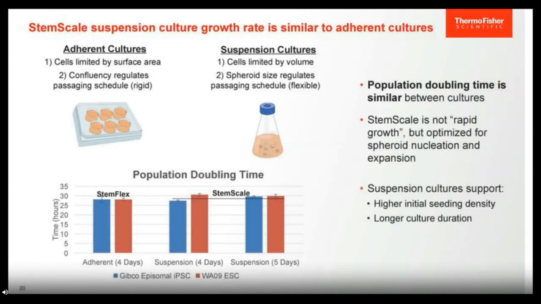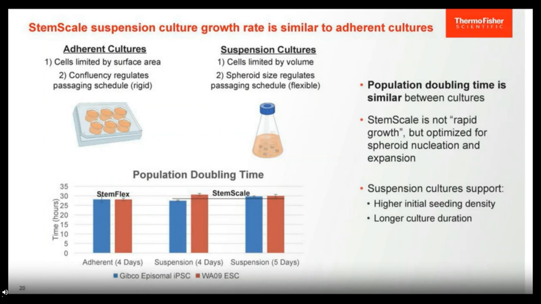And so while I've been showing how StemScale is optimized for suspension culture and mentioning how it enables you to scale up to large numbers of cells, and in addition showing how it outperforms the other media on the previous slide, I do want to emphasize that this is not because StemScale is causing cells to divide more rapidly than what is observed in adherent cultures.